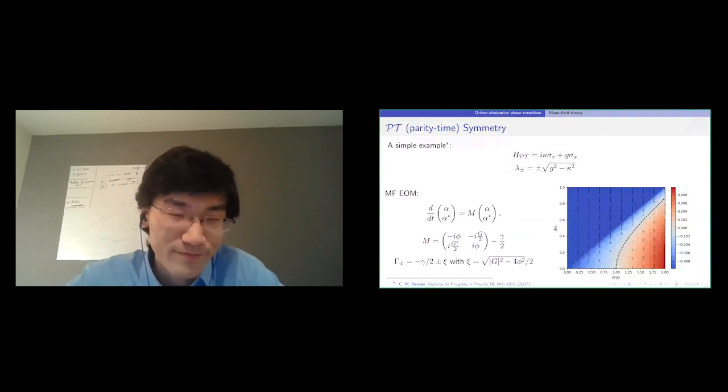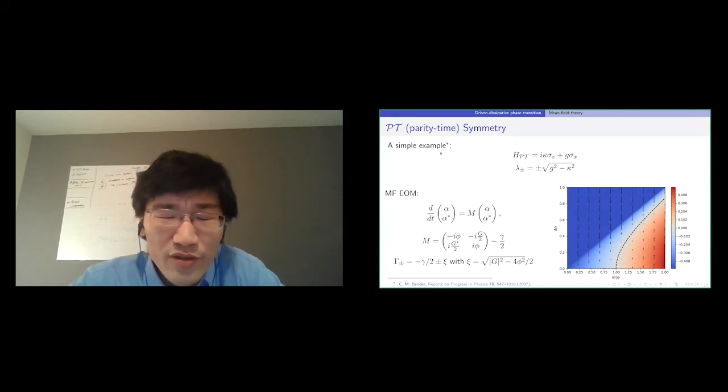One way we can understand how we get a phase transition in this model is to use the PT symmetry. I will not go into the details of the PT symmetry. You can read about it in this very nice review. I will just give a very simple example that's useful for us.